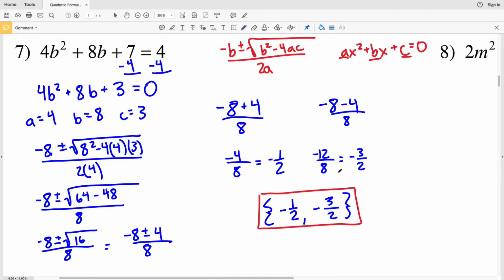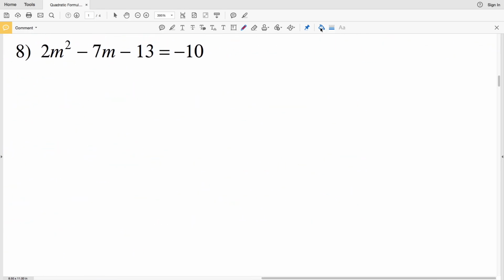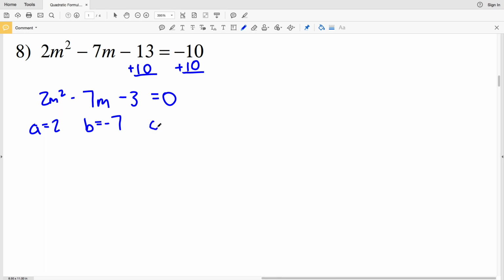Let's move on to number 8. In number 8, again, we're going to have to set this to where it's equal to 0, and we'll do that by adding 10 to both sides. So we'll have 2m squared minus 7m minus 3 equal to 0. So our a value is a positive 2, our b value is a negative 7, and our c value is a negative 3.